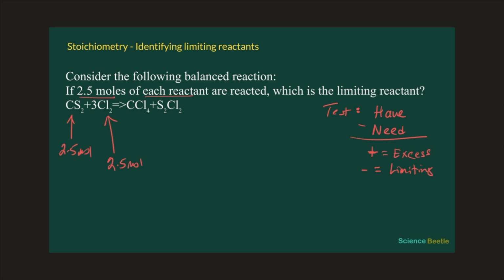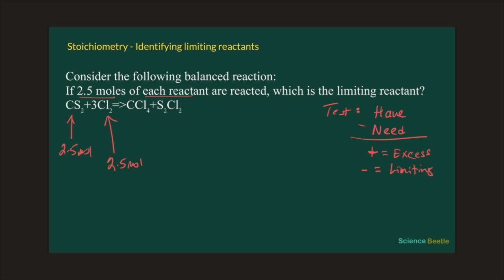So what we're going to do at this point is we're going to take the amount that is associated with the bigger coefficient. So in this particular case, the bigger coefficient is going to be the 3. Now the CS2 has a 1, so we're going to take the 3 and say, okay, well, if this is 3, then that means that this particular compound, Cl2, is more than likely going to run out first because we need more of it to start.